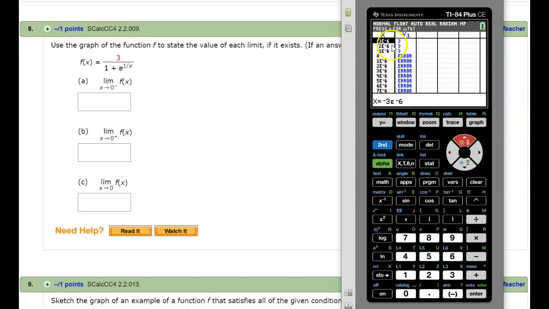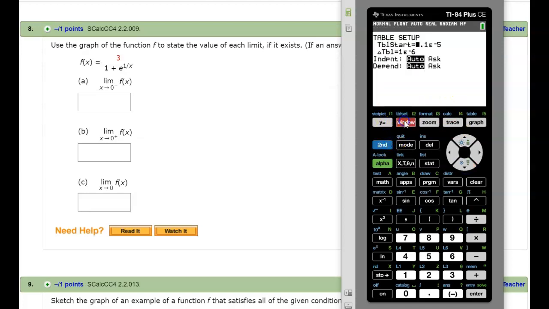But from the left, I can clearly say it's going to 3, and I'm pretty sure it's going to 0 from the right. So the graph is going to 0 from the right. If I scroll a little bit further, this is giving me errors everywhere. So I'll go back and set that up, second table set, and instead of 6 zeros, maybe I'll put only 5. 1, 2, 3, 4.